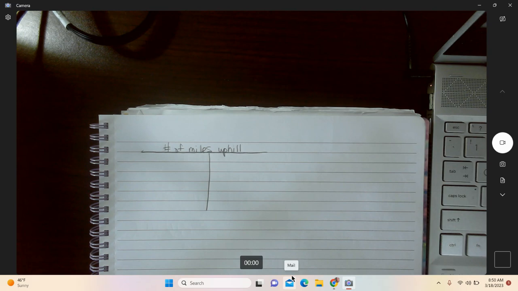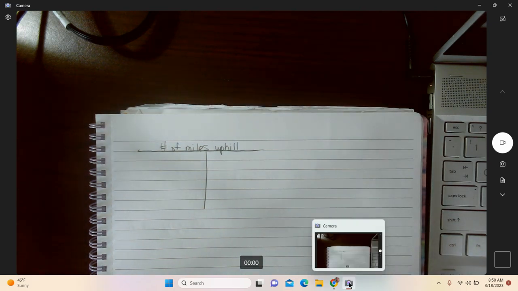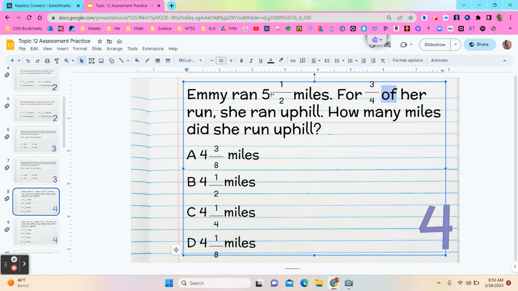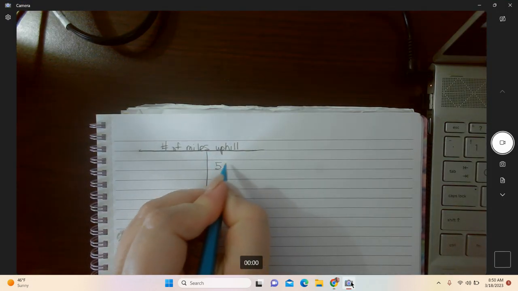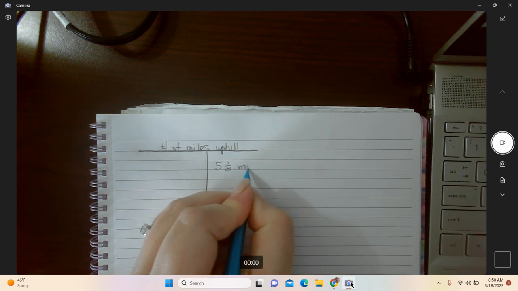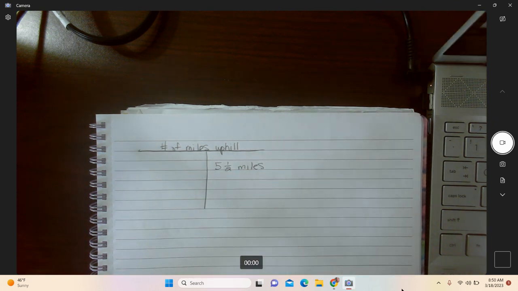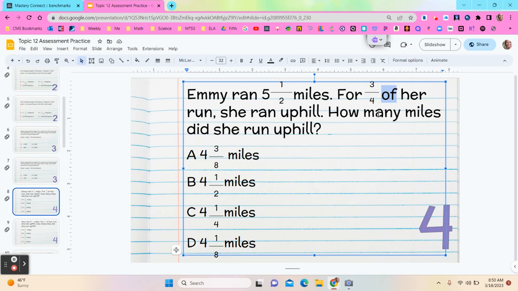All right, so now let's go back and get our notes, or maybe draw a picture depending on what the problem says. She ran 5.5 miles. Let's take that note down. 5.5 miles, right? Then it says, for 3/4 of her run, she ran uphill. 3/4 of. See, 3/4 of 5.5. So let's draw a picture of what that would look like.